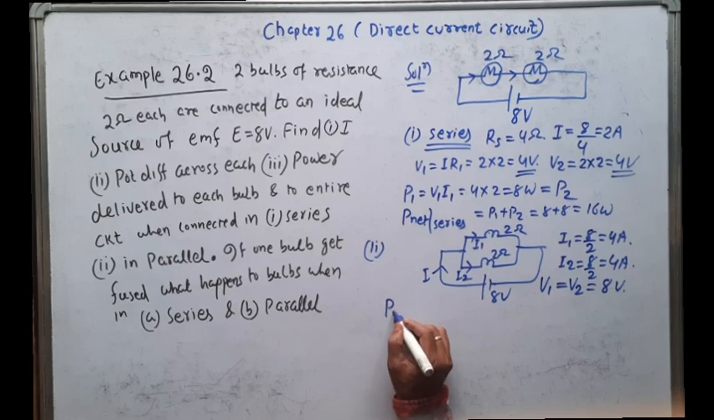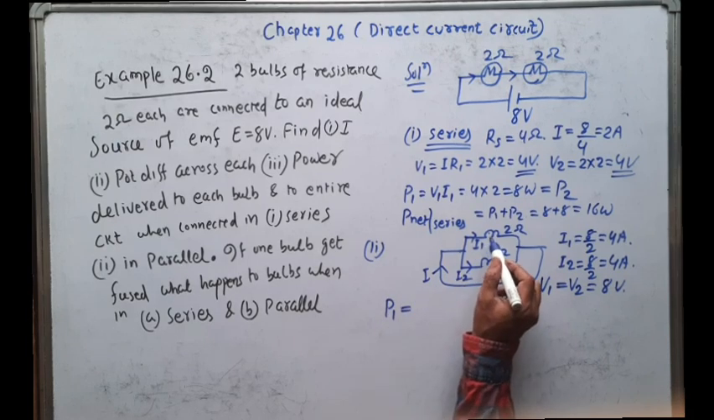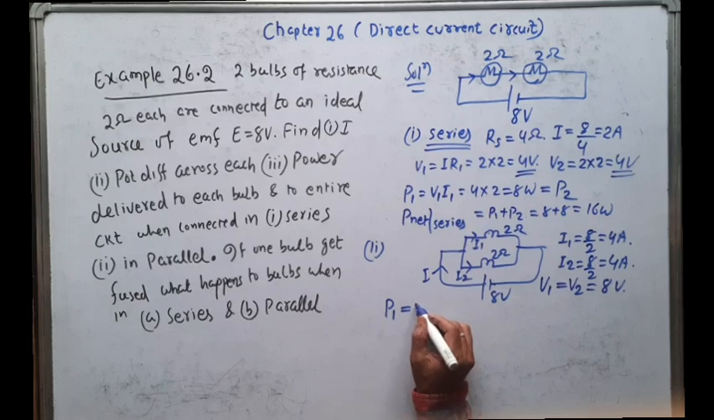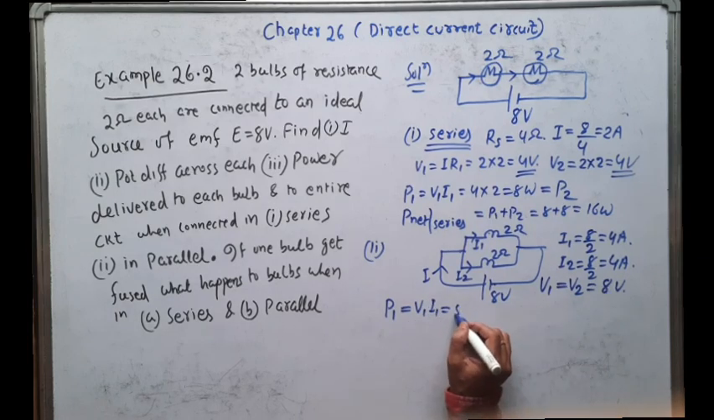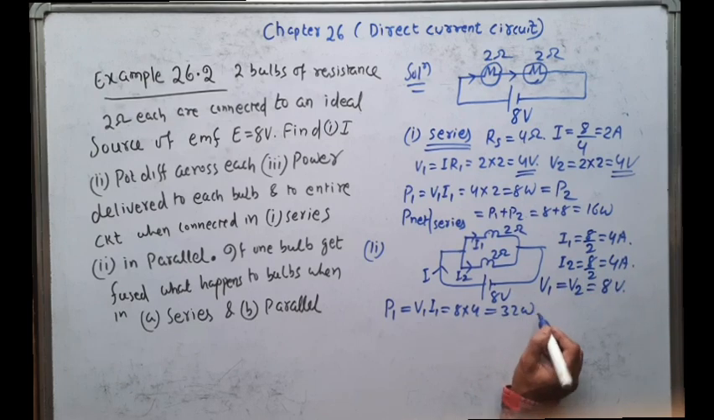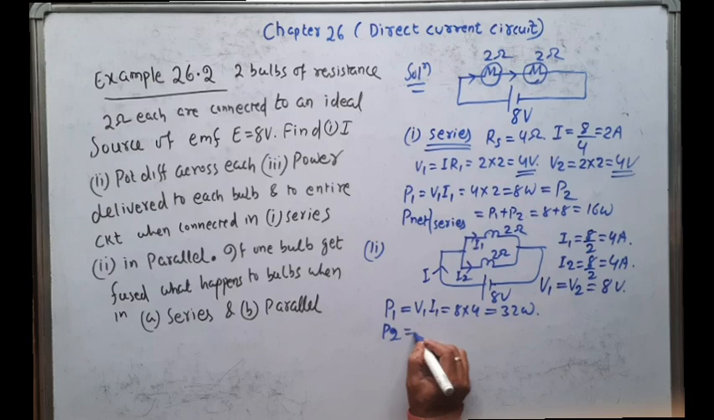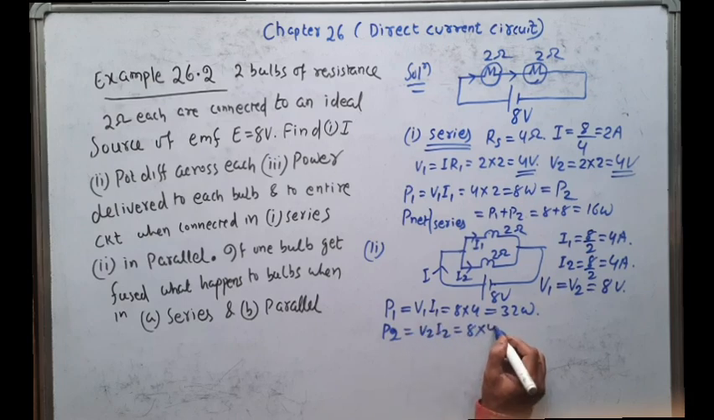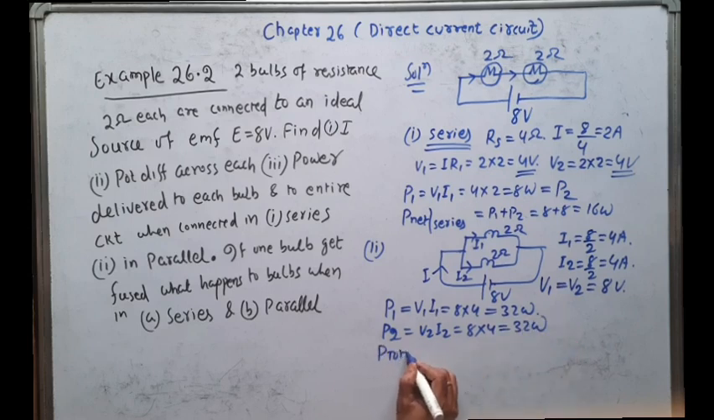So now we can find the power delivered to the first bulb. Power delivered to the first bulb is equal to V1 into I1. V1 is equal to 8 volt, I1 is equal to 4 ampere, so 32 watt. Then what is the power delivered to the second bulb? V2 into I2. V2 is equal to 8, I2 is equal to 4, 32 watt. Then what is the total power? Total power must be equal to P1 plus P2.